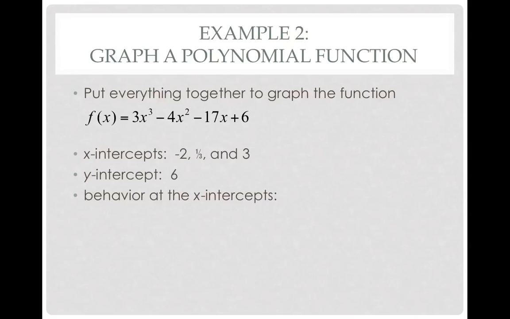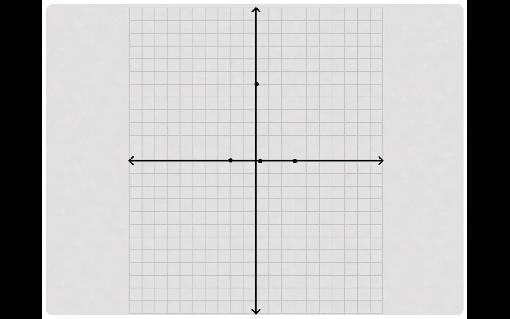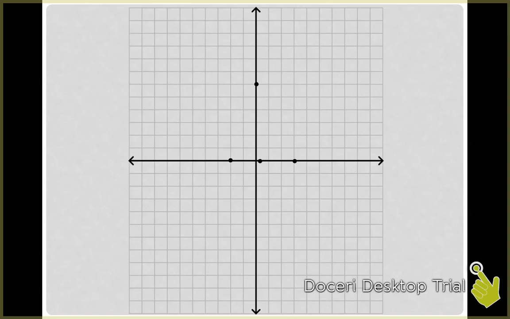Now I can also add to that the kind of behavior I'm expecting at the x-intercepts. Since each factor, and therefore each zero, only occurs once, we're going to expect the graph to just go straight through the x-axis at each of these x-intercepts. So again, when we start looking at our graph, we're expecting that things are just going to go straight through here, and straight through here. What we're not exactly sure of is which direction things are going to go, but we're starting to get an idea because we do know we have this point up here that we have to go through.